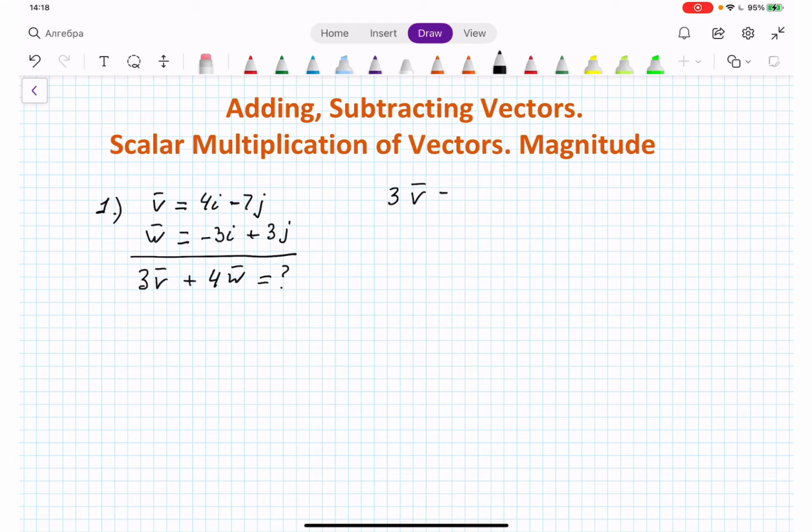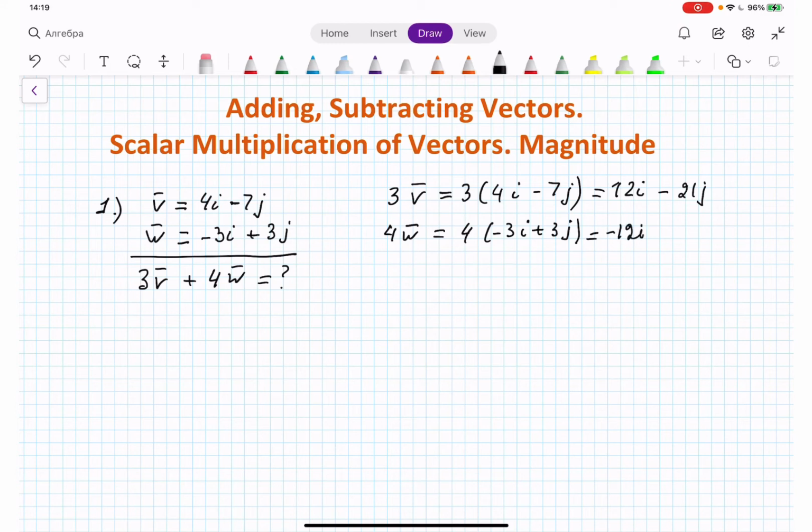So 3v is going to be equal 3 times 4i minus 7j. So this is equal 12i, distributing, minus 21j. And next, 4w is equal 4 times negative 3i plus 3j, which is equal negative 12i plus 12j. Now we need to add the vectors.